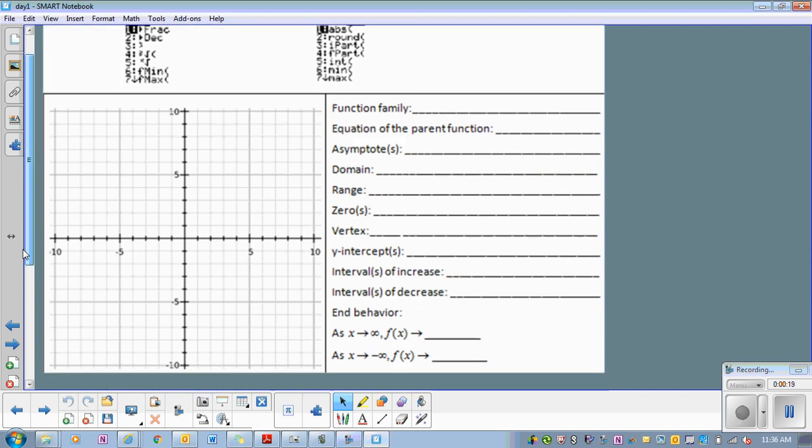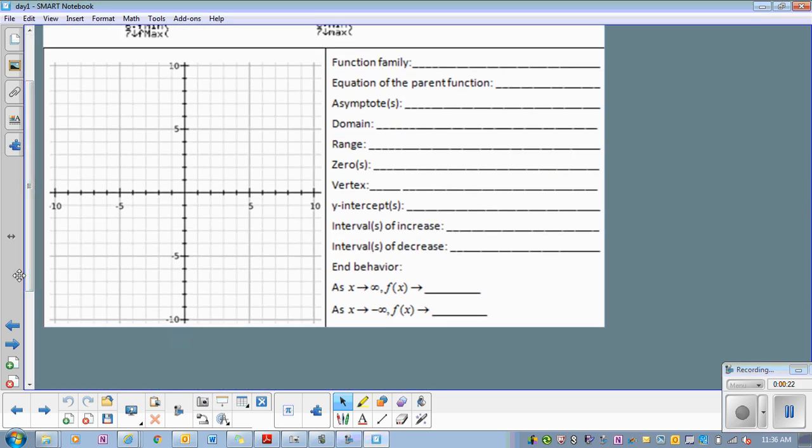So the function family for this is absolute value. The equation of the parent function, right? You know, the parent function is basically the most basic and simple form of this function. Y equals the absolute value of x, okay? Minus any transformation fancy stuff, right? Y equals the absolute value of x. That is the equation of the parent function.